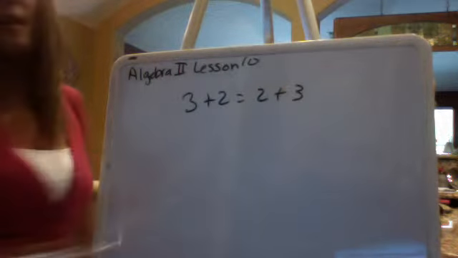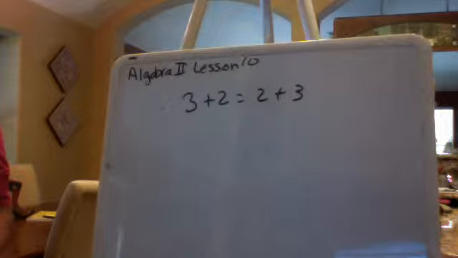Okay, this is Algebra 2, Lesson 10, and we're going to learn about the Pythagorean theorem. First of all, we're going to go back. We've learned about what properties and definitions were in previous lessons. We said a property simply says that's the way things are. 3 plus 2 equals 2 plus 3. That's just the way it is. That's a commutative property, yes?